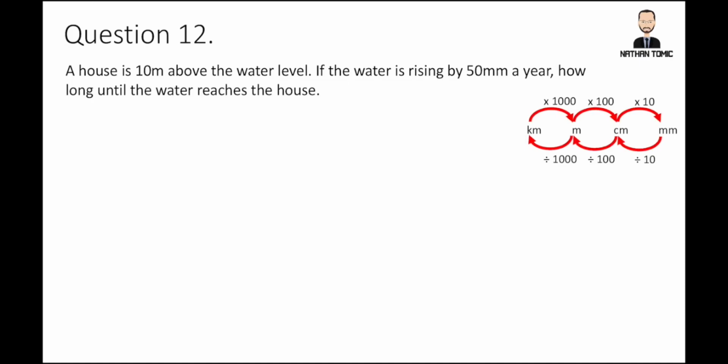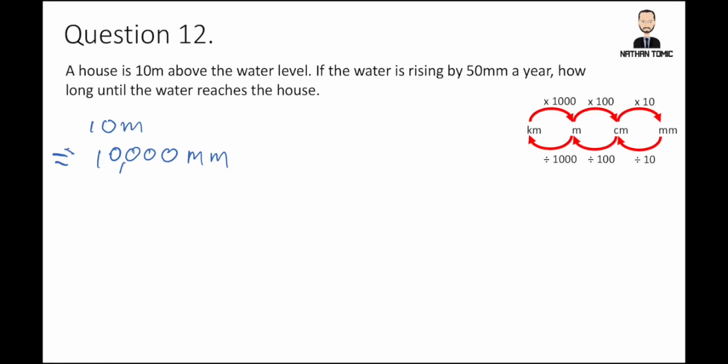So if we want to turn 10 metres into millimetres, we're going to have that equal to 10, and I'm going to multiply by 1,000, so I'm going to add 3 zeros on, so that's equal to 10,000 millimetres. Okay, so 10,000 millimetres, and it's going up by 50 millimetres. So this is a situation of division. How many 50 millimetres are in 10,000 millimetres? That's going to tell me how many years it takes.